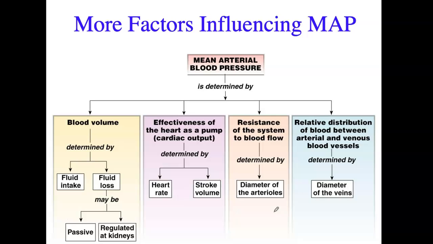If we wanted to look at all the factors influencing the mean arterial pressure, this is a really nice graph from your book, a flow chart. We think of mean arterial pressure determined by, 1, we said, blood volume. That's good. Well, how does that change? So let's think of that a little bit more. Well, it's determined by your fluid intake and your fluid loss, how much you're drinking and how much you're losing. And how much you're losing, how do you lose it? Well, this is easy. You're drinking.